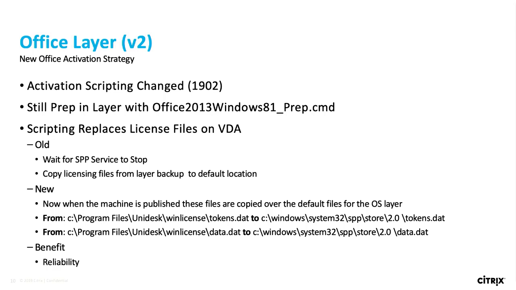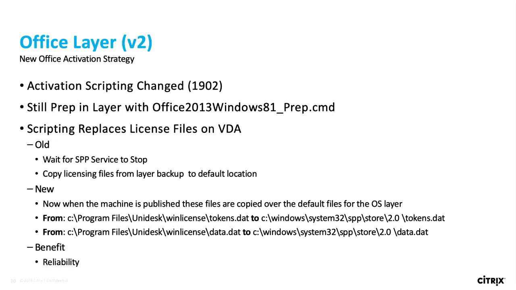Office keeps the license for the versions of Office in 2 DAT files that are monitored by the software protection platform, right? That's managed by the system. So when you create a layer, we actually had to figure out how we can get the information from those DAT files to the VDA when you deploy it. So what we actually do is we make a backup of those files when you're creating the layer using the prep command that makes that.